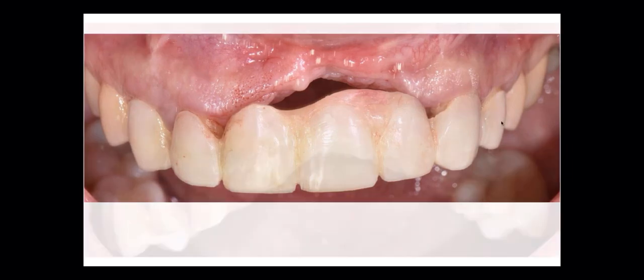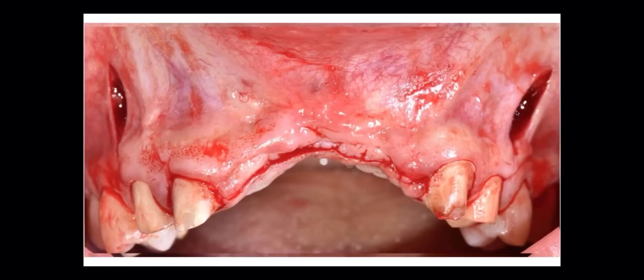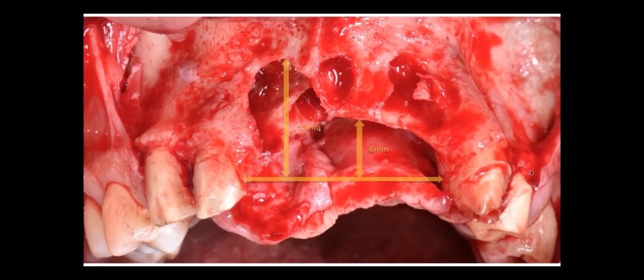So 6 weeks later, same incision in the same area, 2 teeth away from each side, vertically, crestal incision in the area of the regeneration, and imagine the vertical tissue loss that we have. Okay, so we opened again, and here you can observe how much bone loss we have. We had like 12 millimeters of buccal vertical bone loss. We had 6 millimeters of palatal vertical bone loss. I'm not talking about the lateral bone loss.